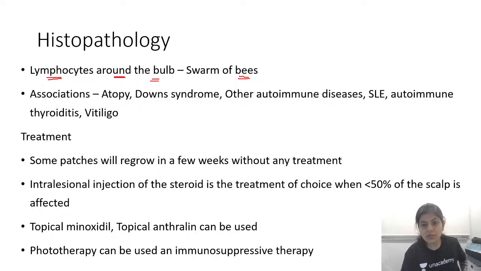There are multiple associations of alopecia areata. Atopy, Down syndrome, other autoimmune conditions like SLE, autoimmune thyroiditis, vitiligo, they all can be the associations of alopecia areata.